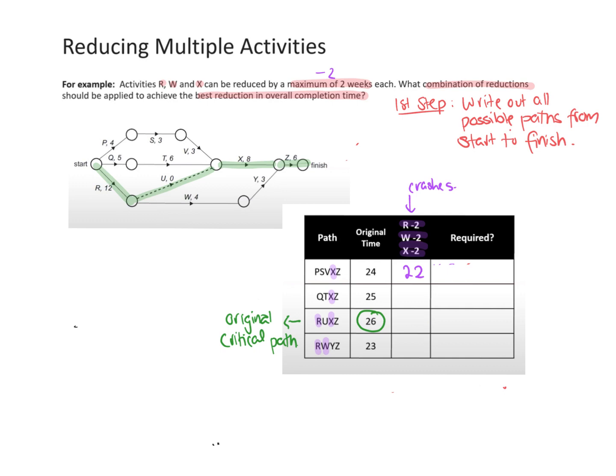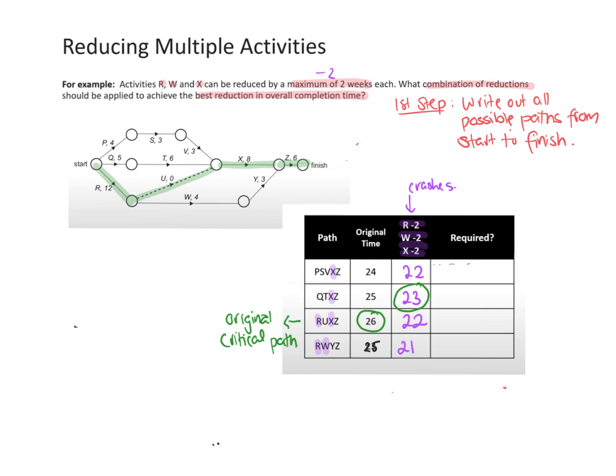In the next one there's one highlighted, so I'll take away 2, so that becomes 23. In the next one there's 2, so R and X, so that would be take away 4, so this one becomes 22. And then in the last one I'm going to take away, actually, can we fix this? This is actually 25. That was wrongly written. If you check that pathway, that is actually 25. So if we take 4 away, we'll get 21. So our new critical path is up here.